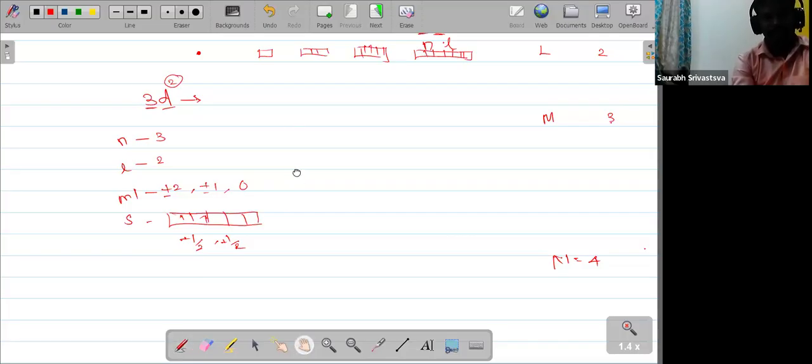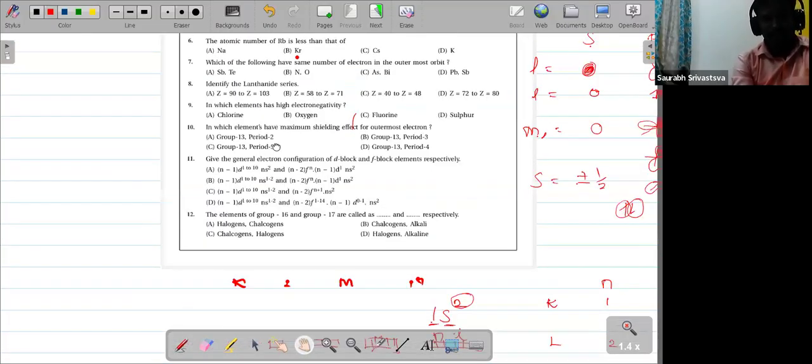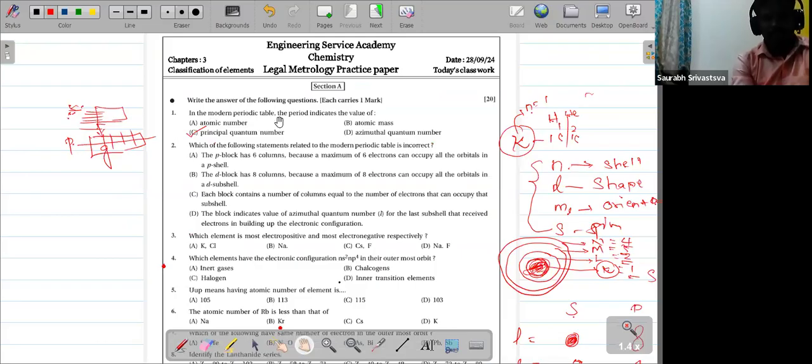Next is the second question. In the modern periodic table, the period indicates the value of the principal quantum number. The principal quantum number is nothing but the n value. n is nothing but the shell: first shell, second shell, or third shell. If only one shell is available, it is the first period; if 2 shells are available, it is the second period.